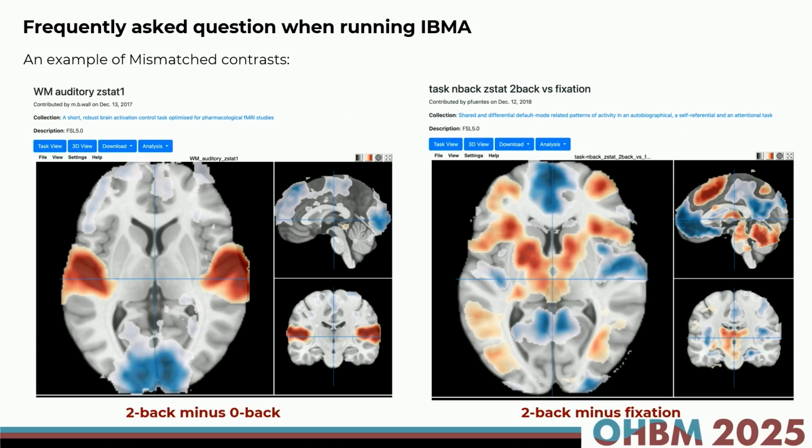For example, we can run separate meta-analyses for each contrast type, and then compare the patterns. Or we can simply exclude the mismatched contrasts. Here is an example of mismatched contrasts. The figure on the left is 2-back versus 0-back, while the figure on the right is 2-back versus fixation. We notice that there is a huge difference in the activation regions, and that will give us very inconsistent results if we ignore the mismatched contrasts.